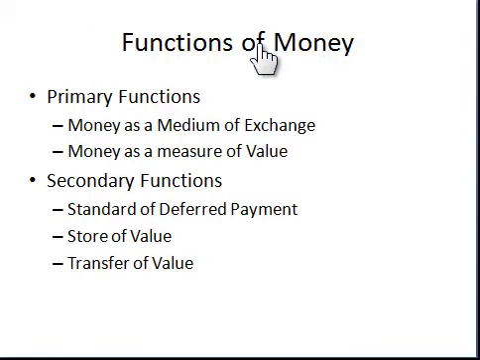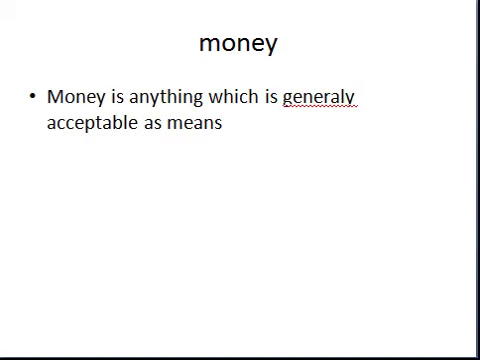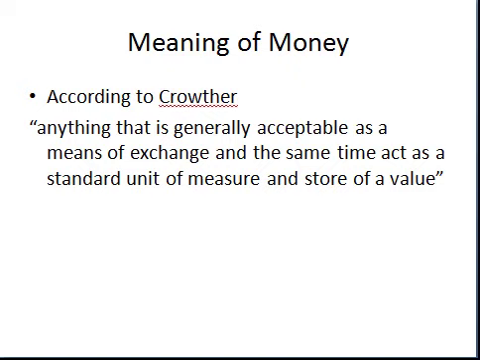Hello students, today we will discuss the second unit of macroeconomics, that is, money and banking. As you know the meaning of money, money is anything which is generally accepted everywhere. We can use money to purchase anything from the market. We can use money to make a payment to anybody for anything.